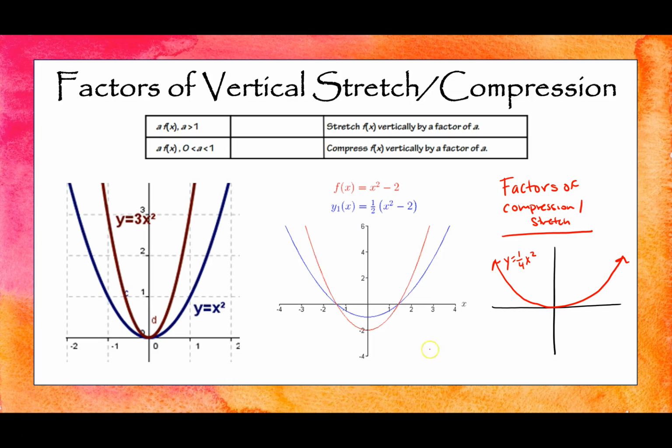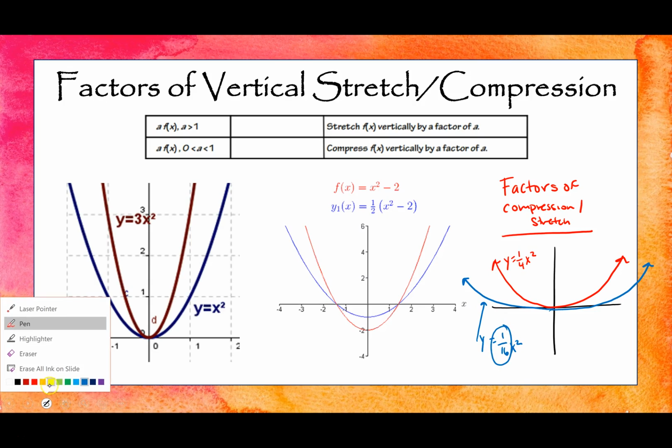And if I had something like maybe 1/16 x squared, you can imagine that it would be even more smushed. And so that's what I mean by factors. So this would be y equals 1/16 x squared. So you'd be compressing this blue one by a factor of 1/16. You'd be compressing this red parabola by a factor of 1/4. And obviously the number tells you how compressed it is or how not so smushed it is.